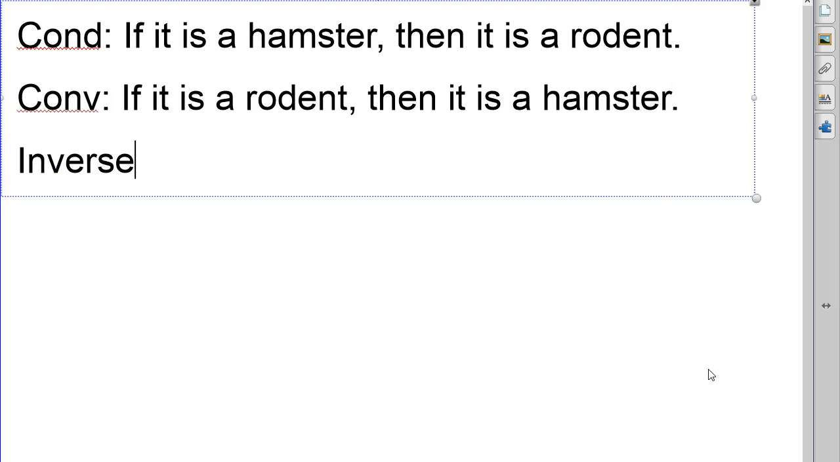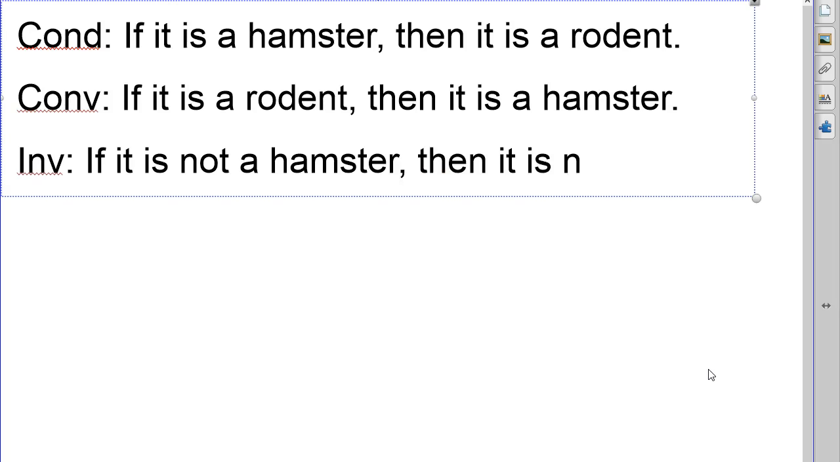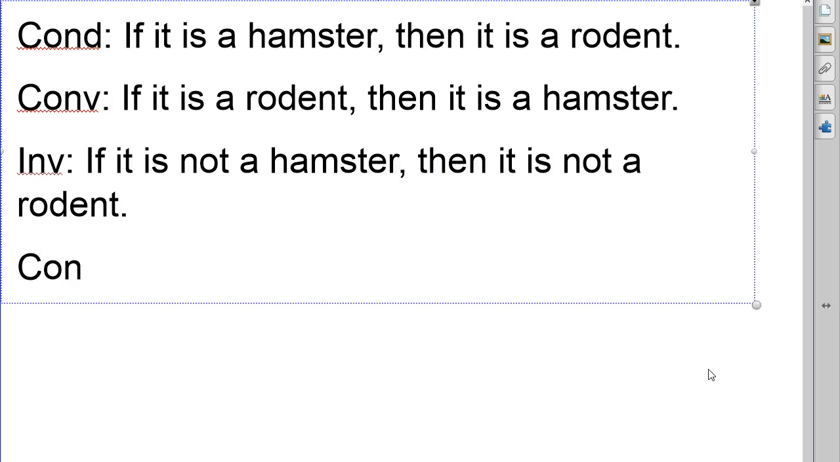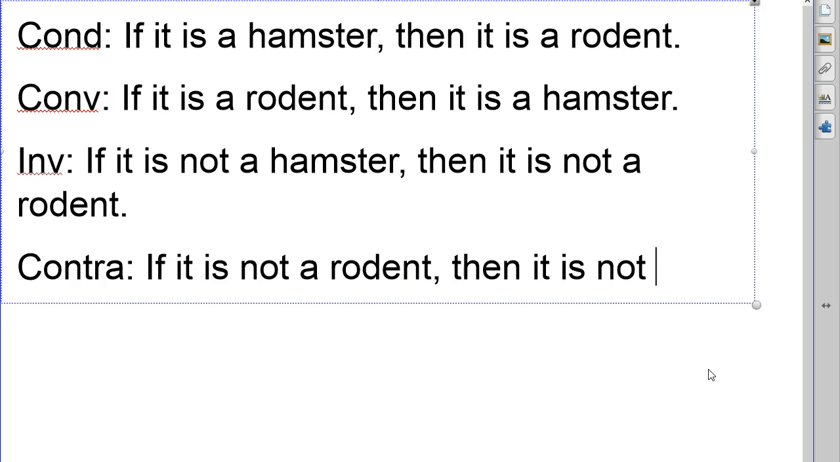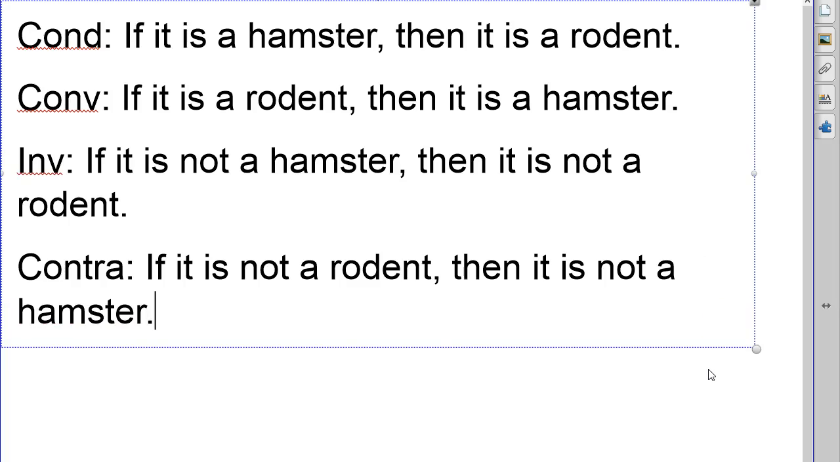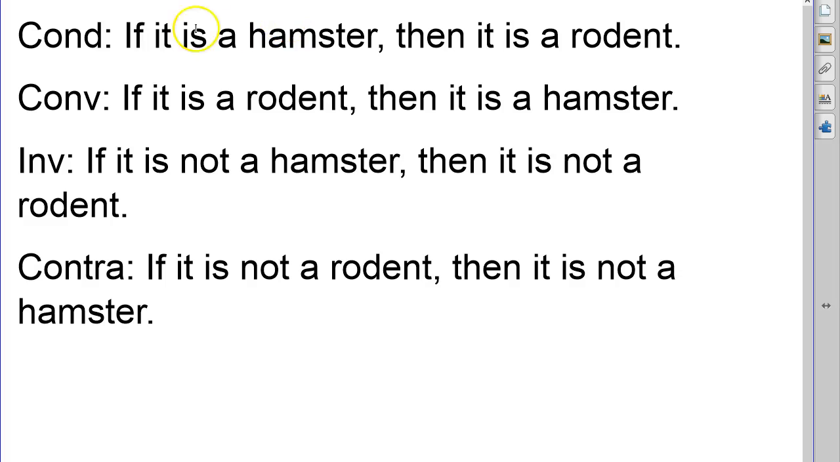The inverse goes back to the conditional and says if it is not a hamster, then it is not a rodent. And the contrapositive says if it is not a rodent, then it is not a hamster. Because what that does is, conditional, just an if-then statement, you make it once and you go with it. Converse switches the order. Inverse makes them both nots. Contrapositive switches the order and makes it both nots.